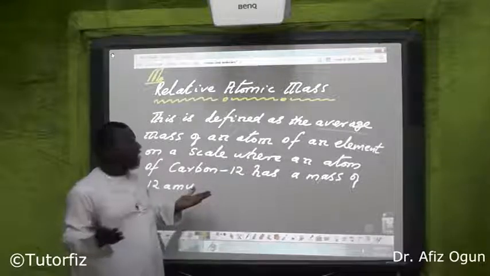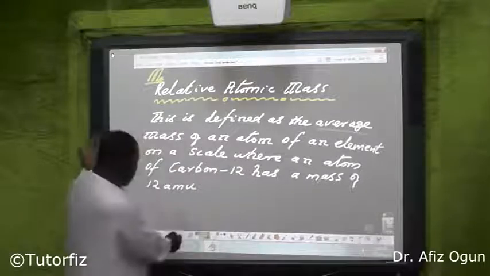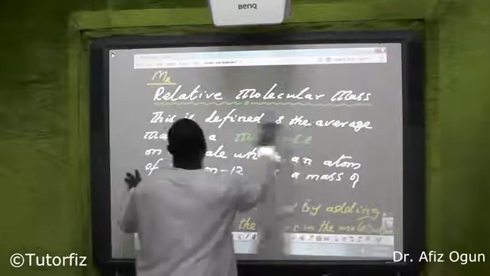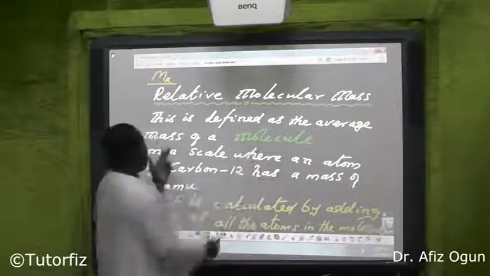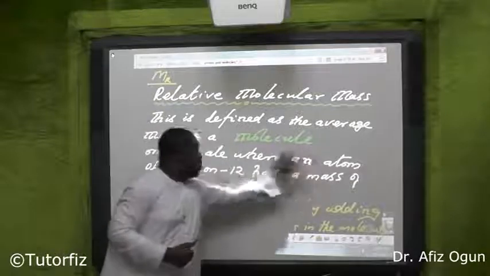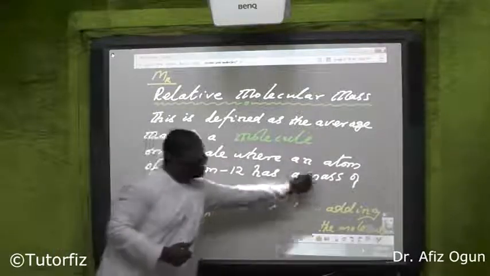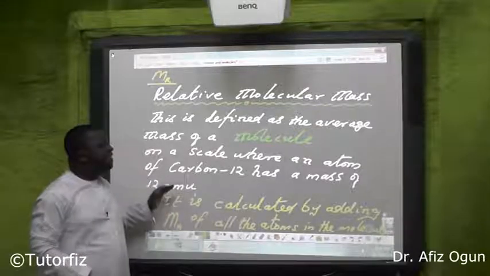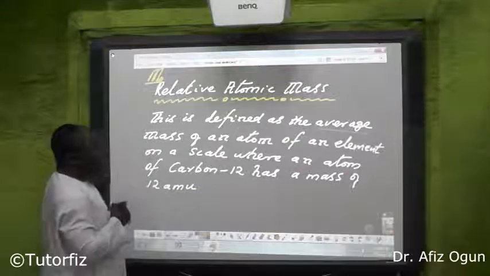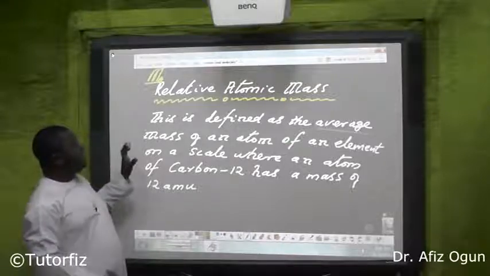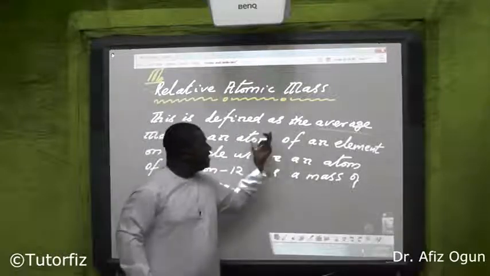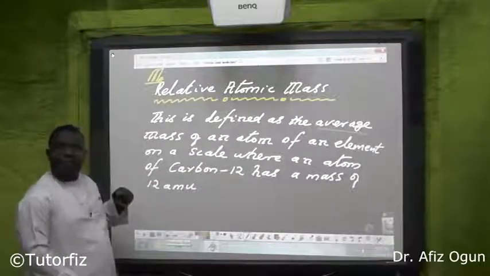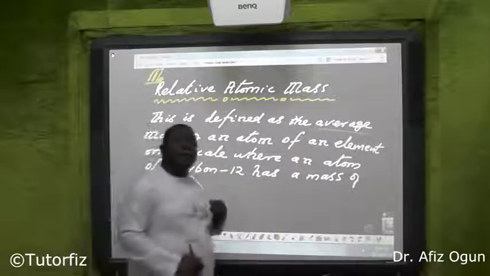The only thing you have to change is, for molecule, this is defined as the average mass of a molecule on a scale where an atom of carbon-12 has a mass of 12 atomic mass unit. Everything is the same as the relative atomic mass. The only difference is mass of an atom of an element changes to mass of a molecule. A molecule. We have defined a molecule before.